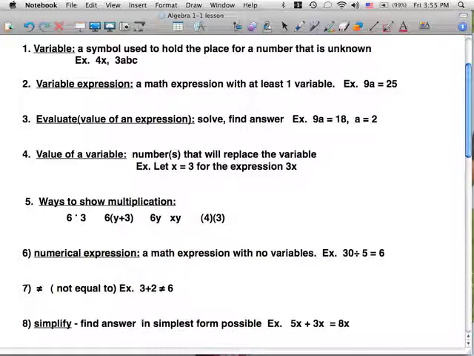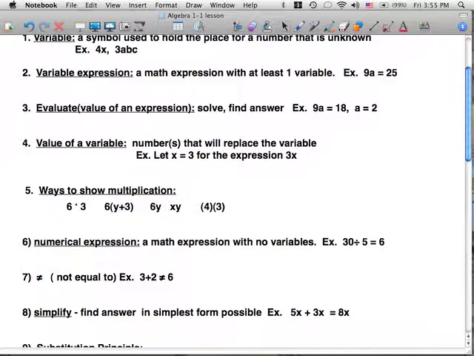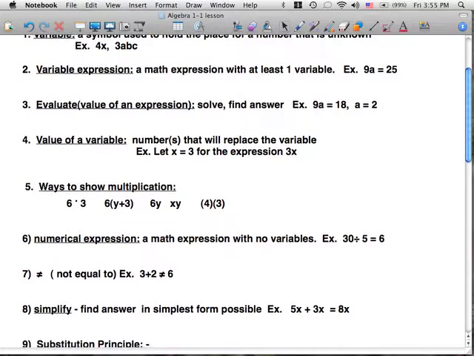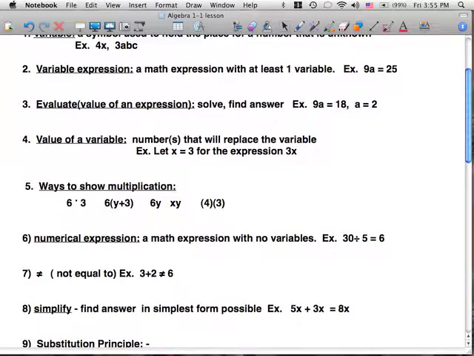The value of the variable is the number that will replace the variable. So if you have an expression like 3x, and if someone was asking you to evaluate, they would have to tell you that x has the value of 3.